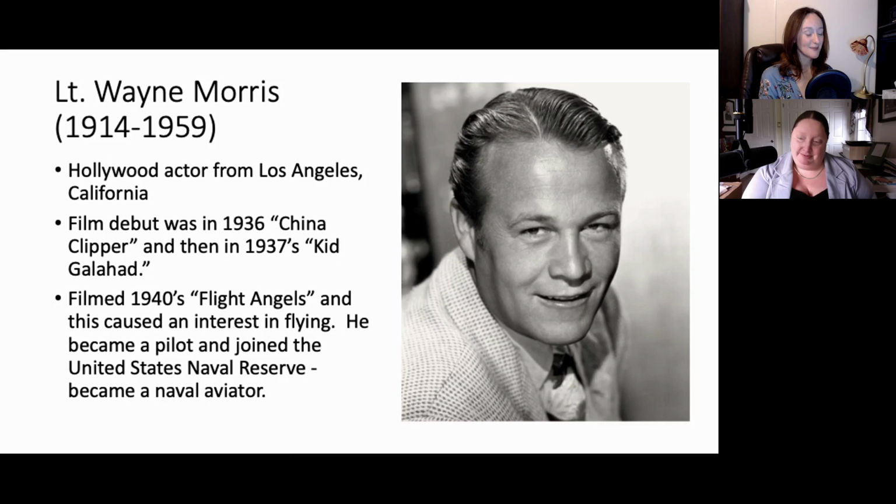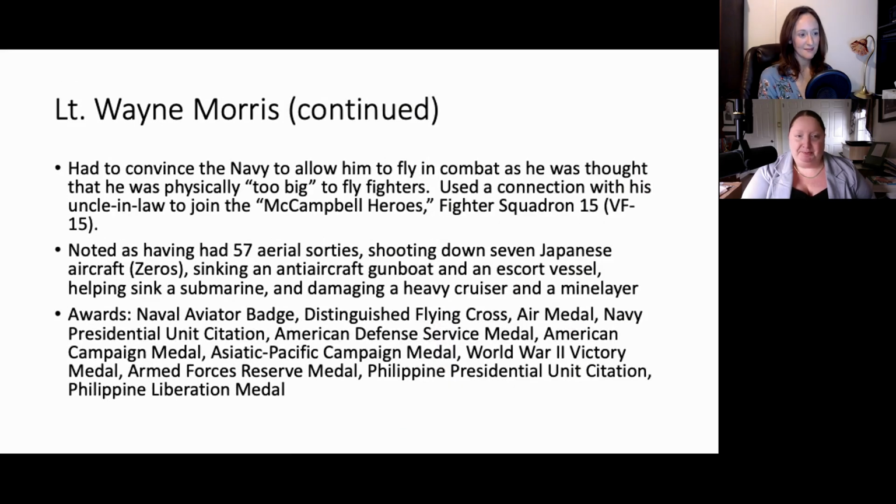I'm impressed. But the other neat thing here about Lieutenant Morris is that he had to convince the Navy to let him fly because he was seen as too big to fit in the fighter planes. He had a connection, though. I mean, this is a Hollywood actor with his uncle-in-law, and he joins a fighter squadron called the McCampbell Heroes.